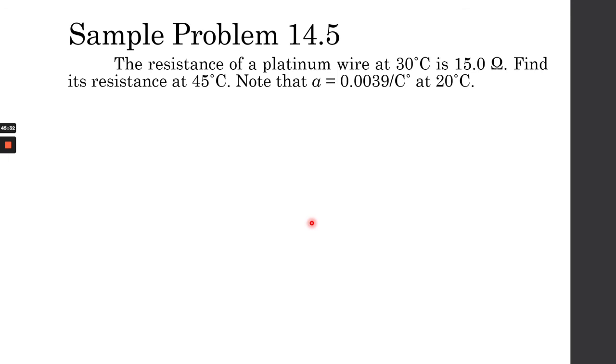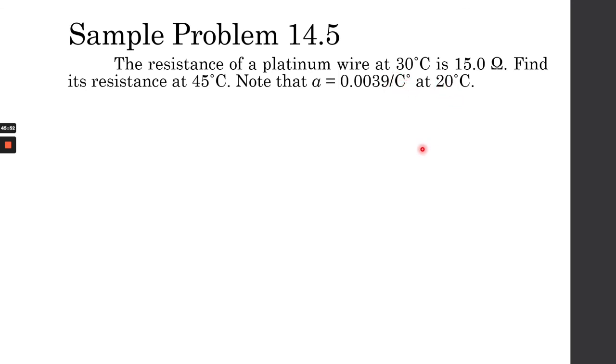Sample problem 14.5. The resistance of a platinum wire at 30 degrees Celsius is 15 ohms. Find its resistance at 45 degrees. Note that the coefficient of resistance of a platinum wire is 0.0039 over Celsius degrees at 20 degrees Celsius.